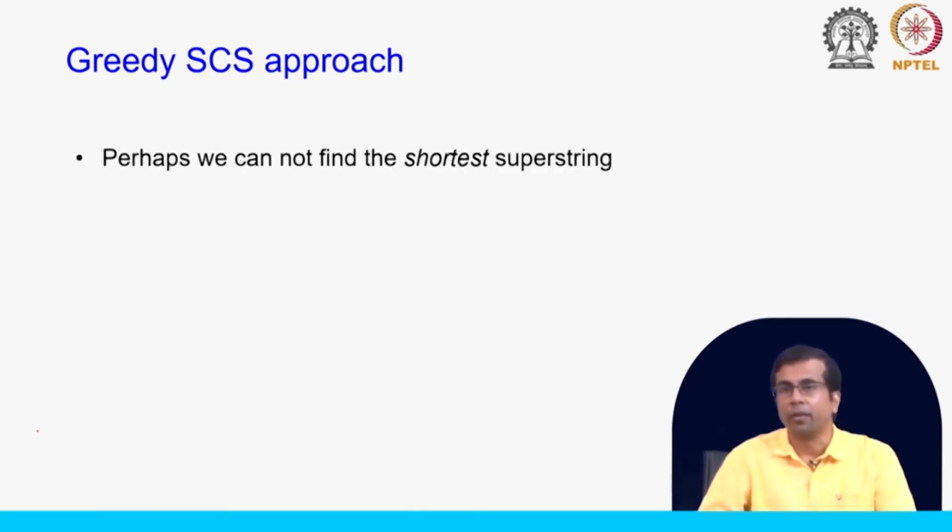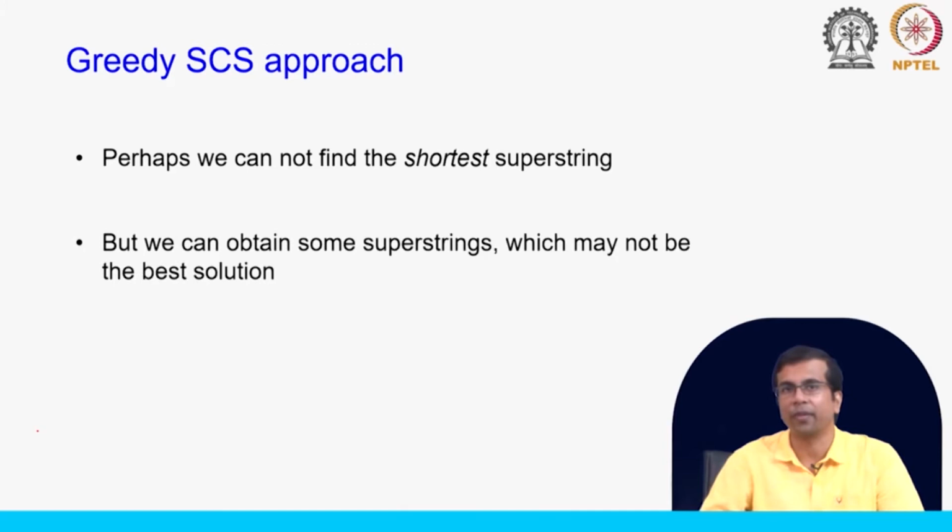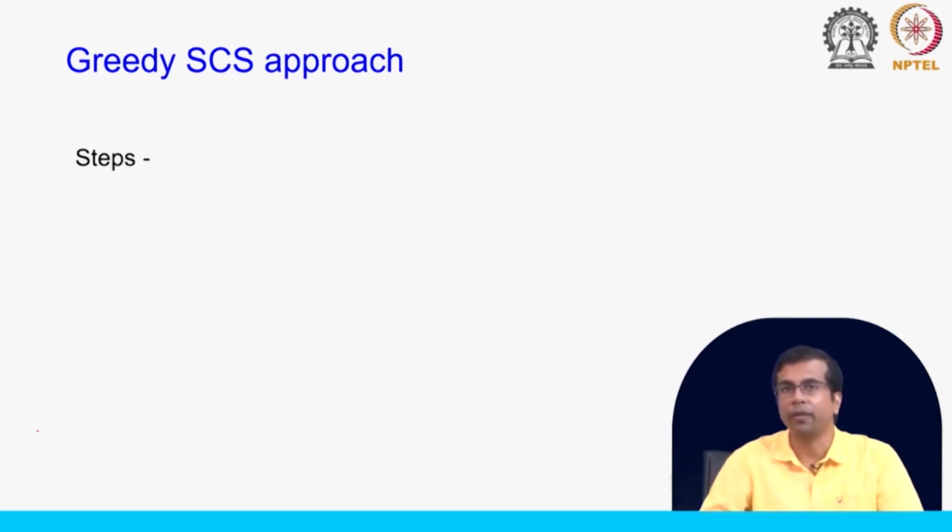What it means is that with the greedy SCS approach we may not find the shortest superstring, but maybe we will be close to it. We will obtain some superstring, but it may not be the correct or best solution. So, we can at least start generating some reference sequence. We can get close to the reference sequence, which may not be the correct one, but might be close to the correct one.